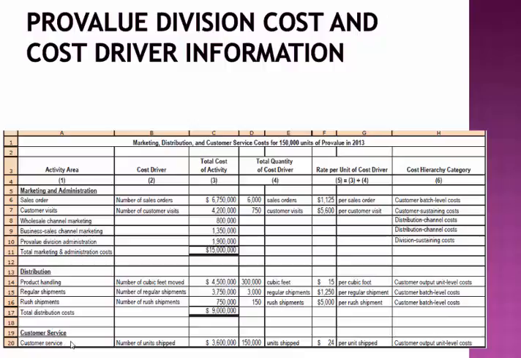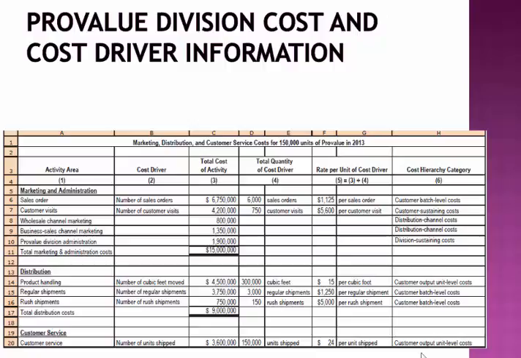And customer service. We incurred $3.6 million in costs and expenses related to customer service. Well, we are just going to use the number of units shipped as our driver. 150,000 units were shipped during the period. That means $24 per unit shipped. And again, this is an output unit level.